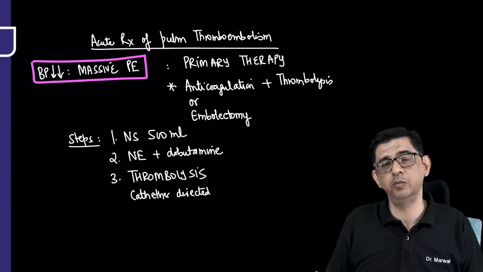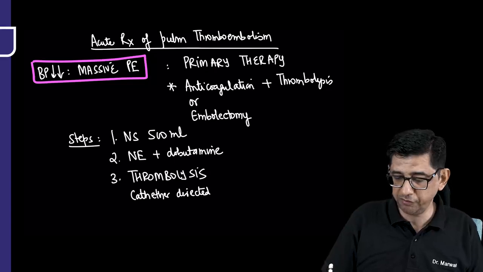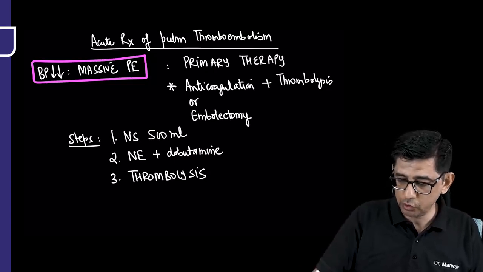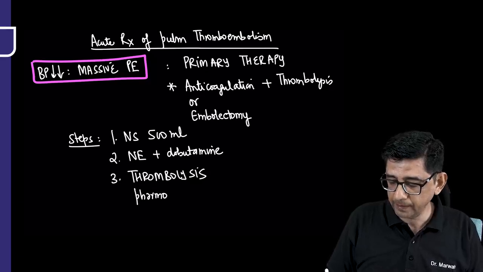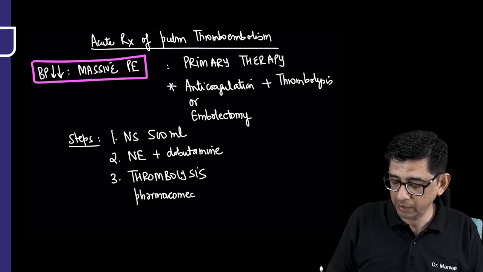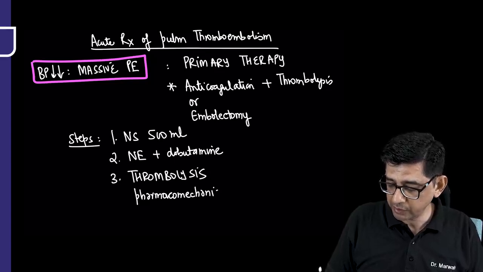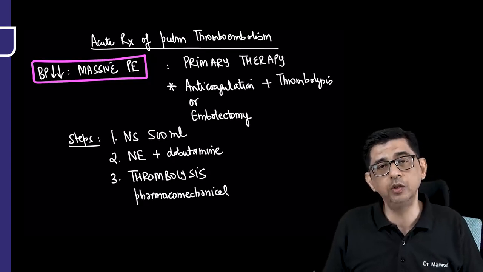In catheter directed thrombolysis, it's called a pharmacomechanical approach, in fact. So I'll just repeat the fact again. What I'm trying to teach you is that thrombolysis in an old man can be fraught with risks because it can cause bleeding in the brain.